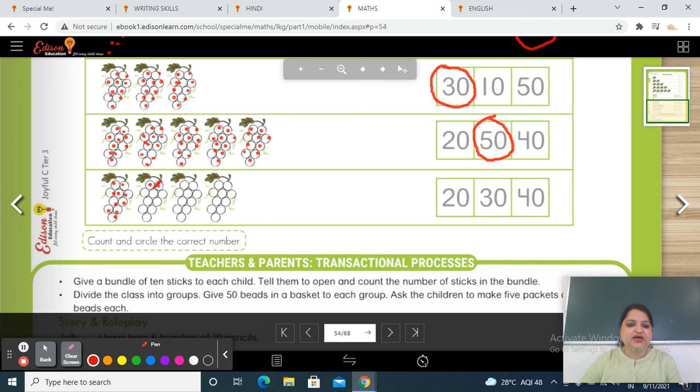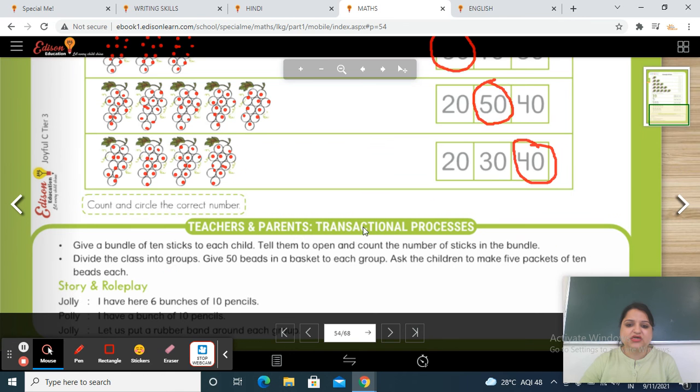Then 11, 12, 13, 14, 15, 16, 17, 18, 19 and 20. 21, 22, 23, 24, 25, 26, 27, 28, 29 and 30. After 30, 31, 32, 33, 34, 35, 36, 37, 38, 39 and 40. So how many grapes are here? 40 grapes. And how many bunches are here? 4 bunches. So 40 grapes. Okay.